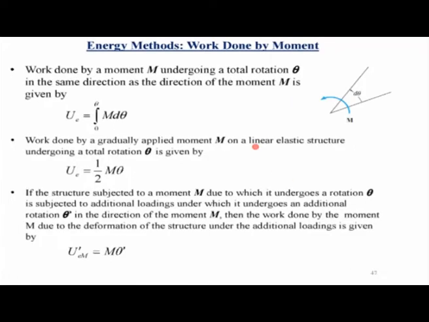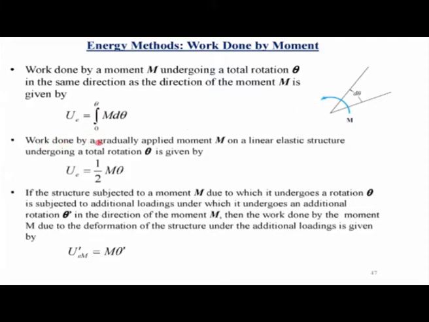Now instead of a load, if you have a moment acting on a member, the work done by the moment undergoing a rotation theta in the same direction as the direction of the moment is given by M times d theta, where d theta is a small rotation in the direction of the moment, and then you integrate that from 0 to theta. Theta is the final rotation that is undergone by the system on which the moment is applied.